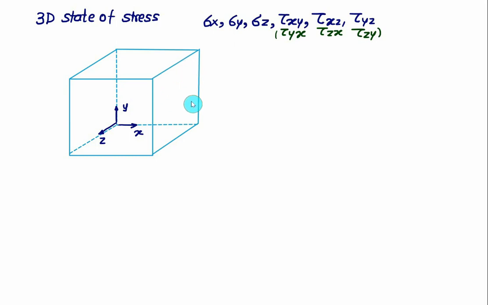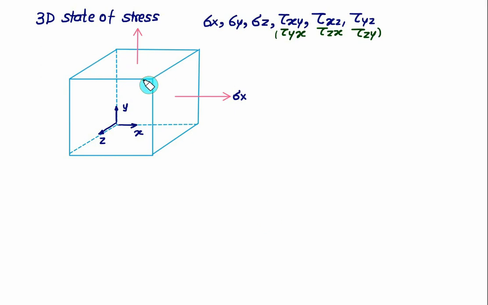So this face is perpendicular to the x-axis. So you have to show the stress sigma x, which is a normal stress. Normal stress is basically defined as perpendicular to the area, and we'll show it outward. That will be the normal stress. This one is representing the positive value because we are on the positive face of the x-axis and it is directed towards the positive of the x-axis.